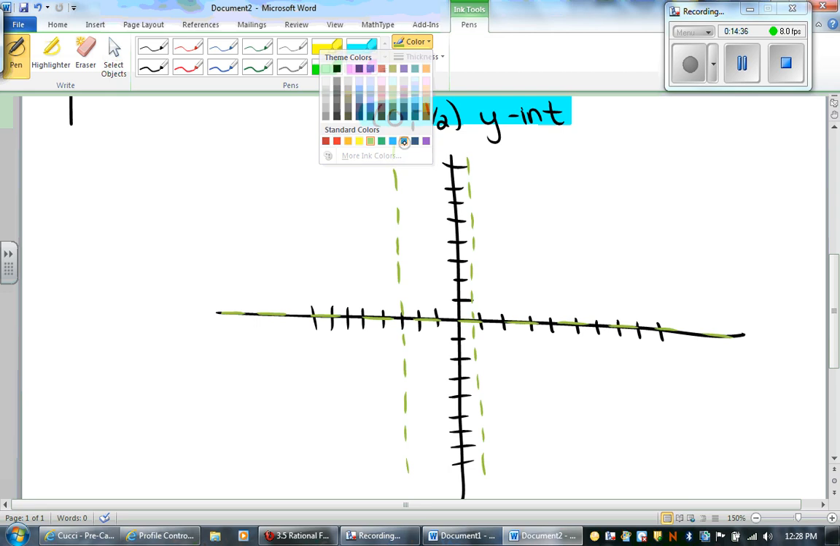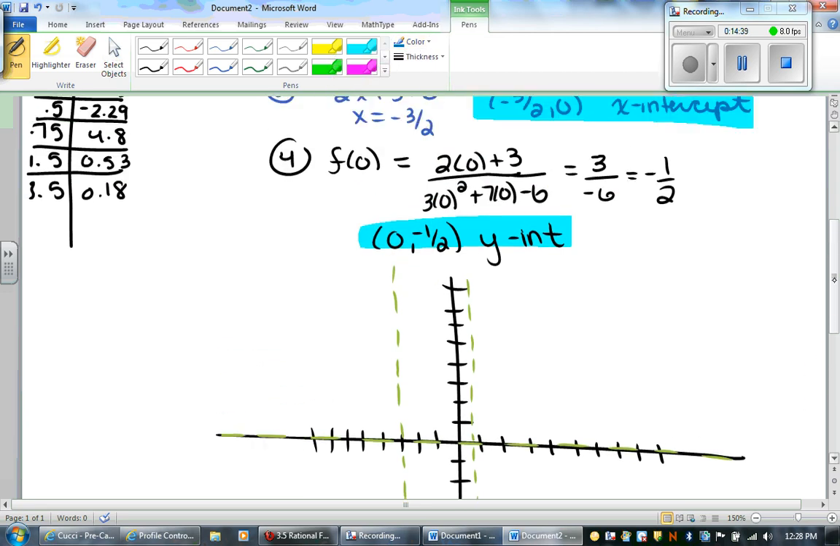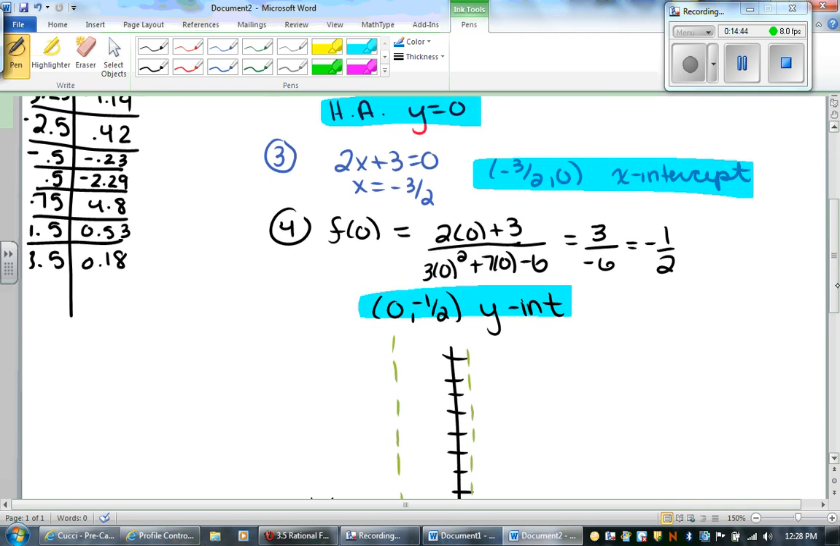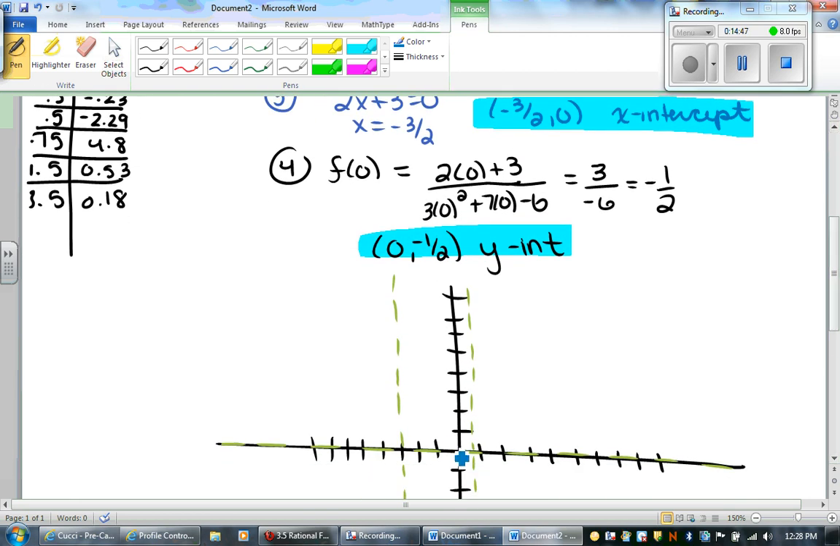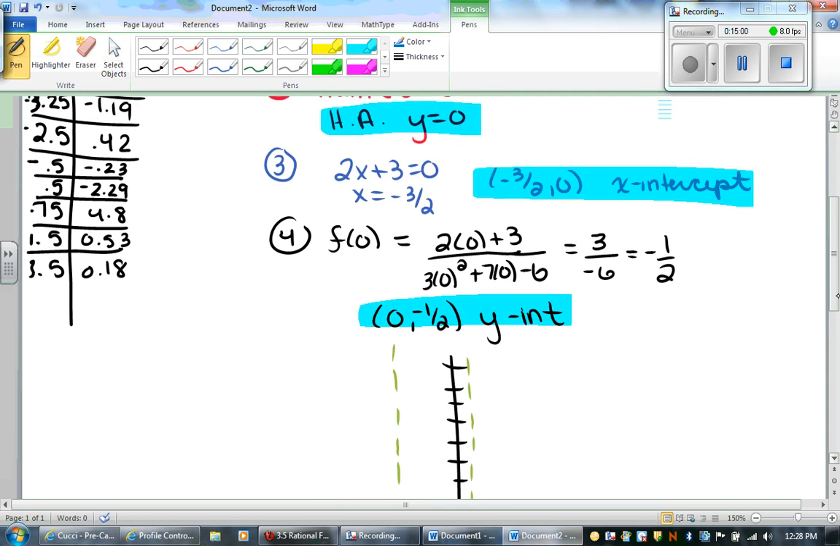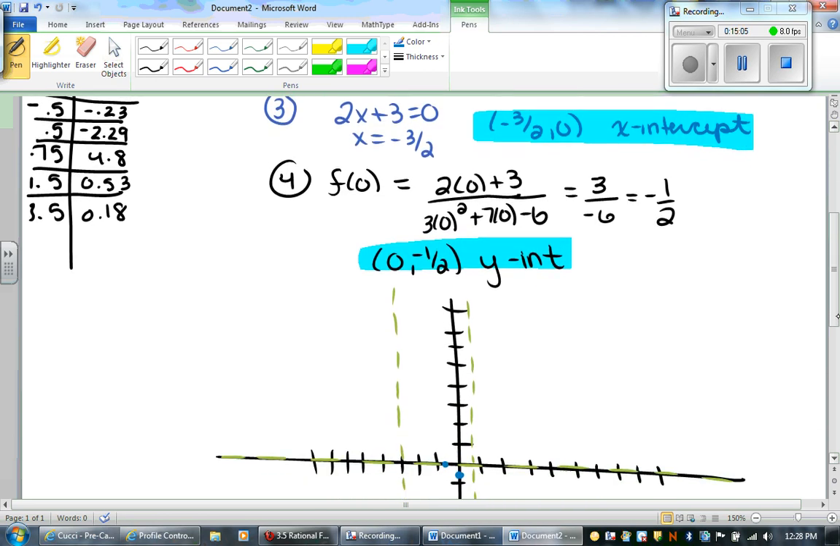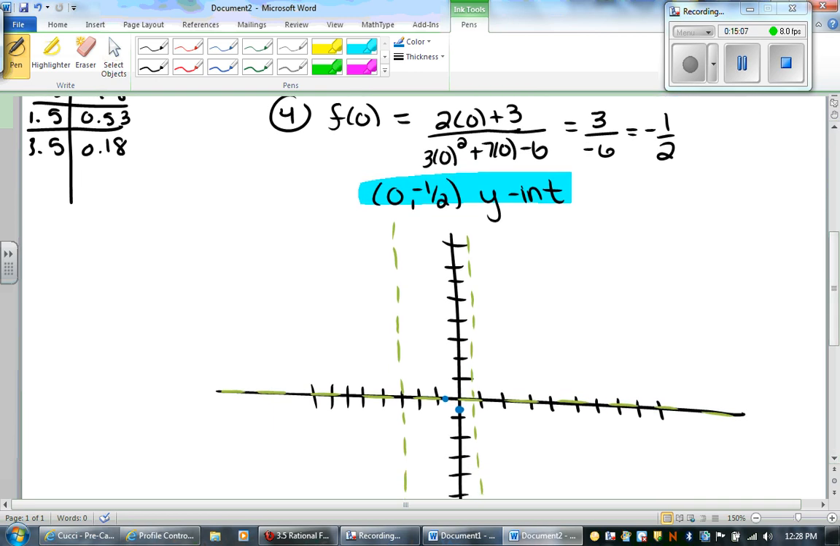Okay, so now let's put in my zeros. I found my x-intercept to be at (-3/2, 0). So my x-intercept (-3/2, 0), about here. My y-intercept at (0, -1/2). Okay. And then I go to the points that were sketched around. So I'm going to use these points to kind of guide me. Negative 4.5 was at negative 0.26. So it's like here, okay?